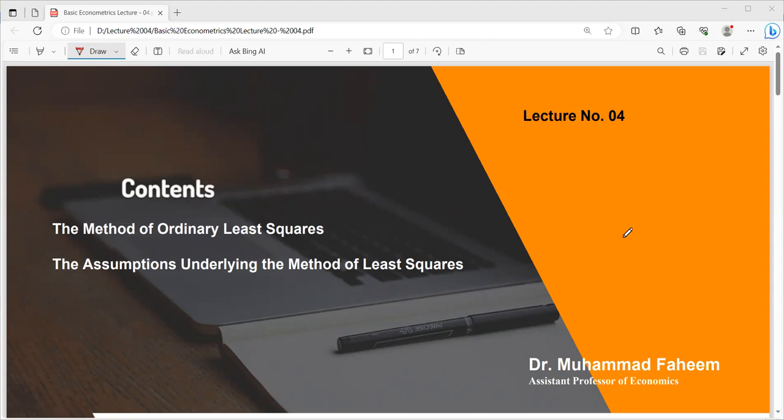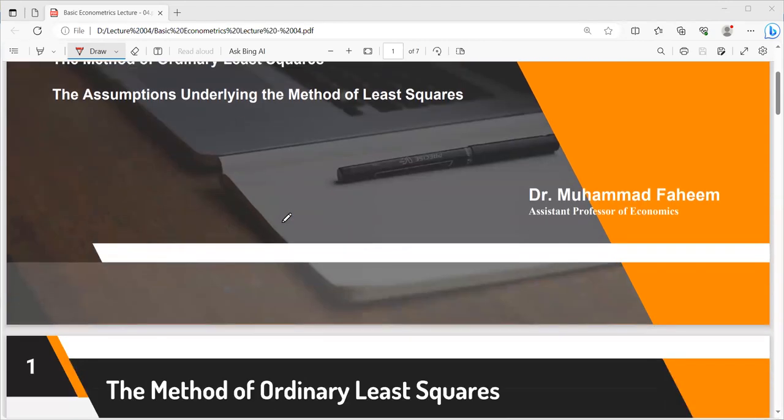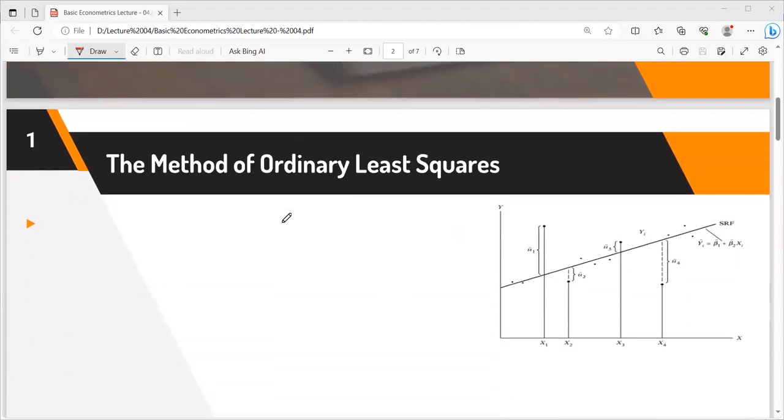In the previous lecture, we already discussed the concepts of population regression function, the sample regression function, the meaning of the term linear, and the significance of the stochastic error term. So all these concepts we already discussed in the previous lecture. In this lecture, our contents will be the method of ordinary least square and the assumptions underlying the method of least square. So let's get started from the concept of method of least square.